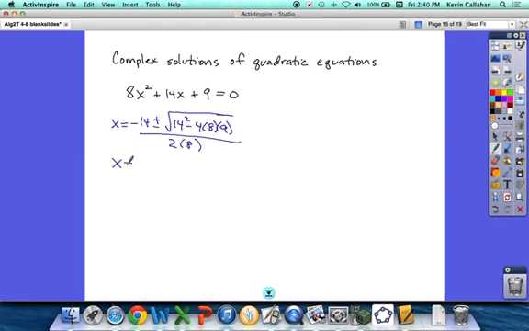X equals negative 14 plus or minus the square root. 14 times 14 is 196. 4 times 8 times 9 is 288. So x equals negative 14 plus or minus the square root of 196 minus 288, which is negative 92.